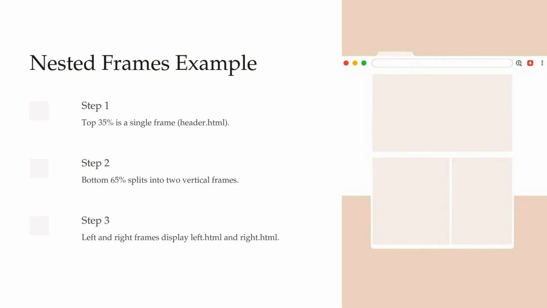Explanation: nested frames example. Step 1: the top 35% is a single frame. Step 2: the bottom 65% splits into 2 vertical frames. Step 3: the left and right frames display left HTML and right HTML.